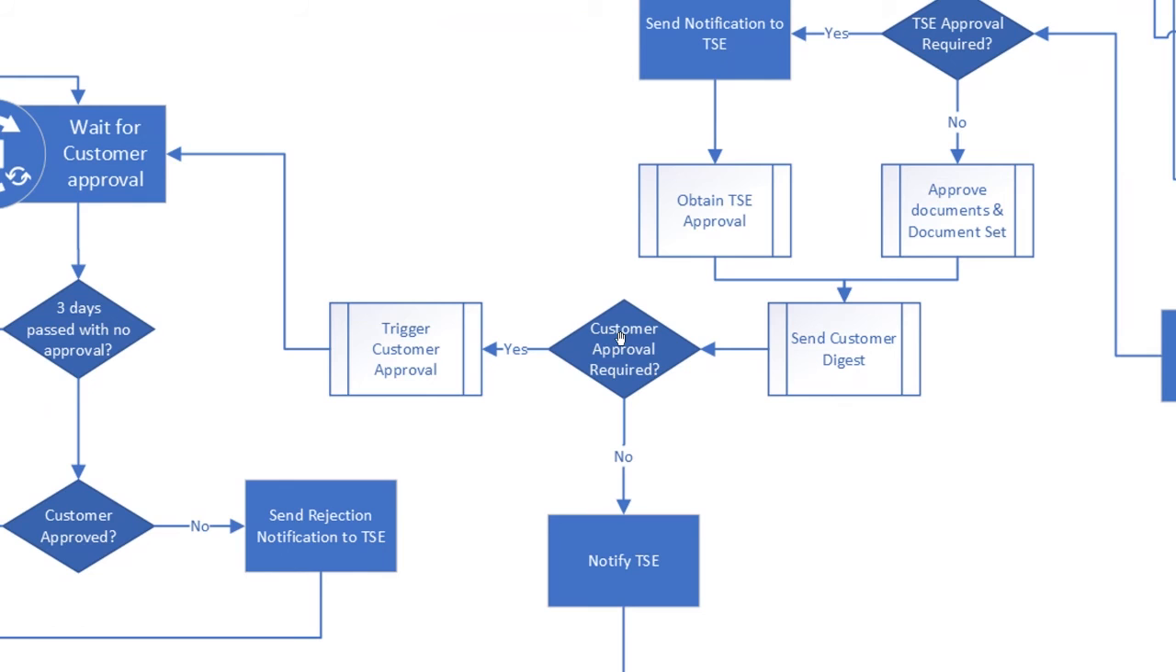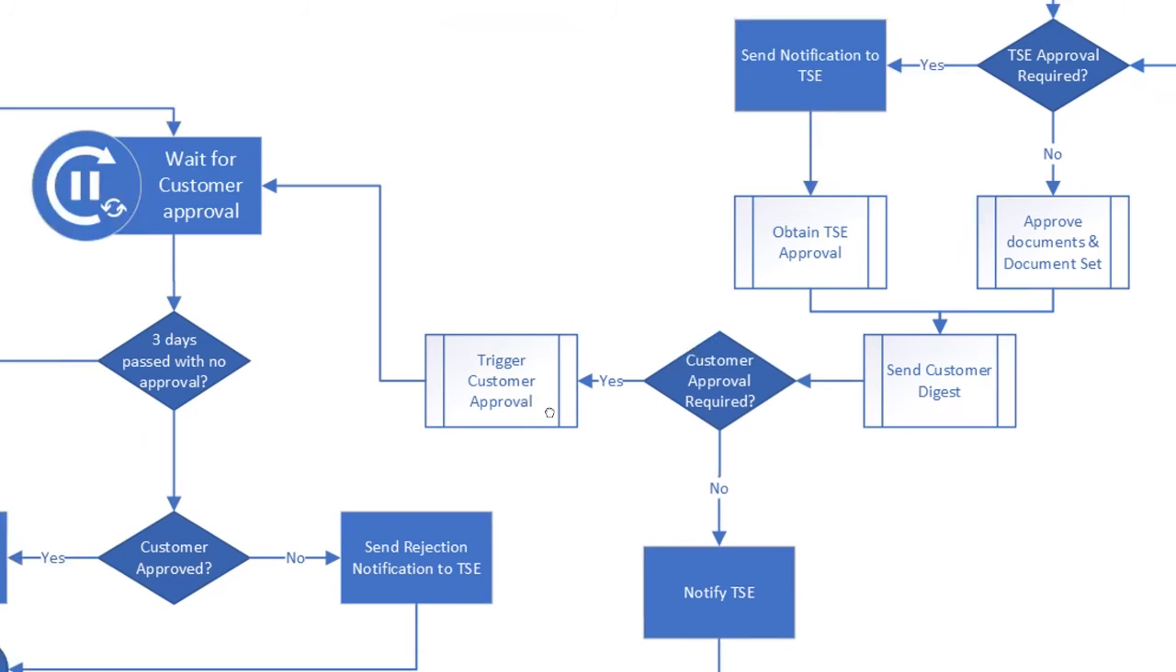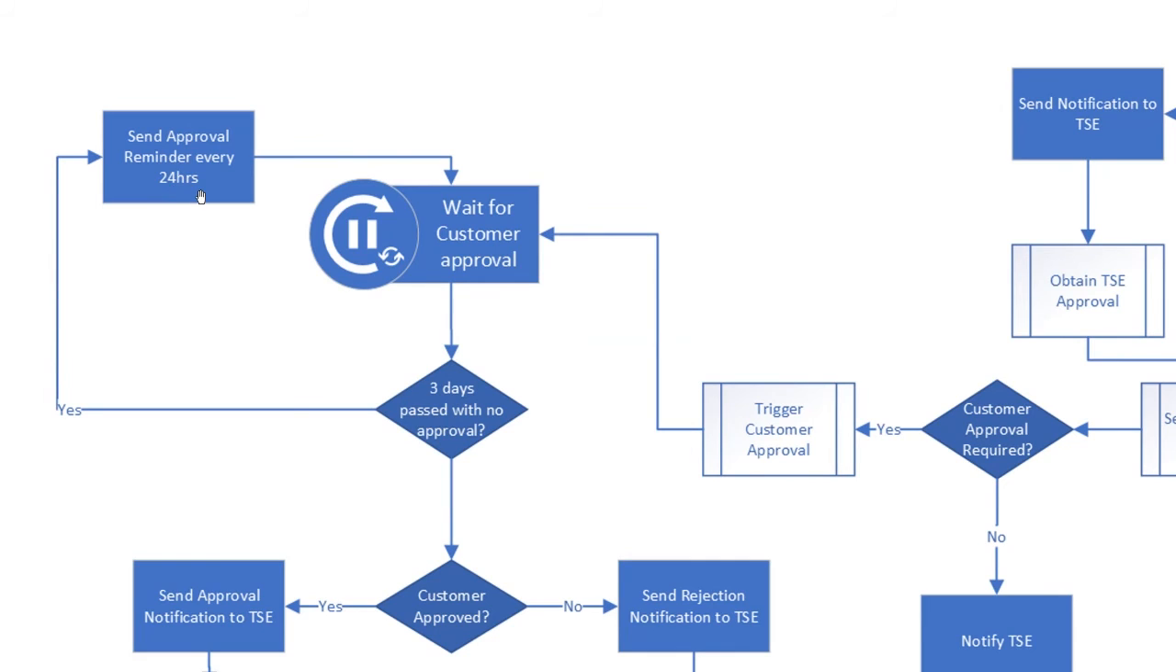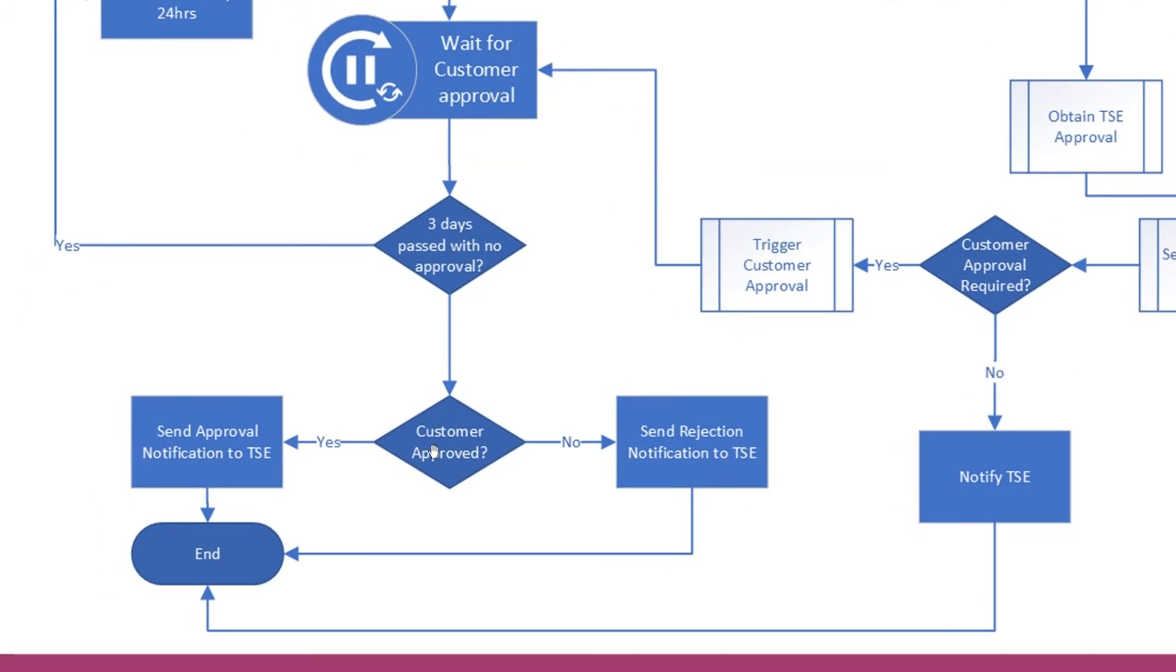And if the customer approval is required, it goes through the approval process, it waits for the customer, and it sends reminders every 24 hours. Once 3 days have passed with no approval, it starts sending those reminders, and ultimately it's either going to come to a rejected or approved. In both cases, it sends a notification to the TSC. Obviously in the rejection path, they're going to need to reach out, understand what needs to happen, maybe make some changes to the drawings, prepare an update and go through that process again.